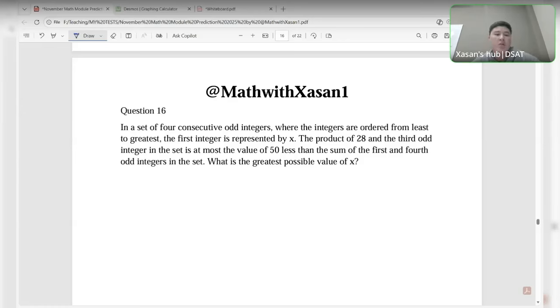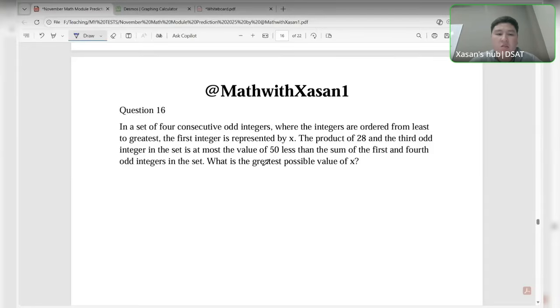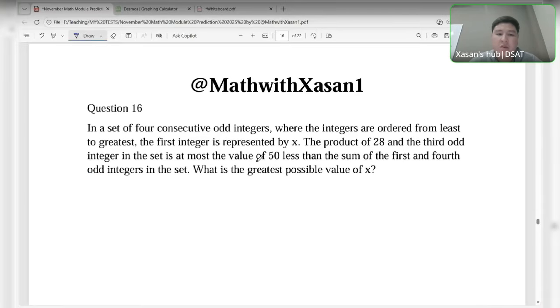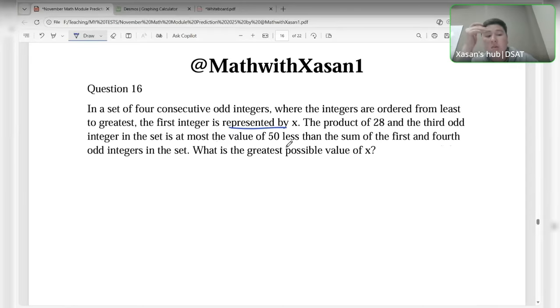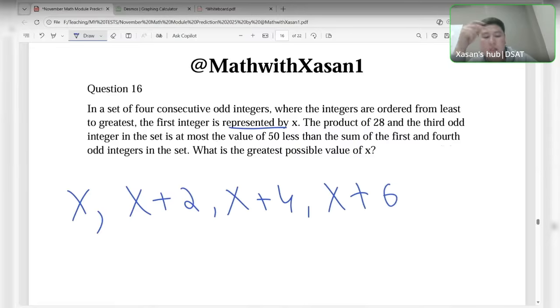Okay, so what is it saying? Four consecutive odd integers, where the integers are ordered from least to greatest, the first represented by x. If the first one is x, the second is x plus 2, then x plus 4, x plus 6, right? Because the difference between consecutive odd integers is just 2. And then the product of 28 and the third odd integer, the product meaning the multiplication.